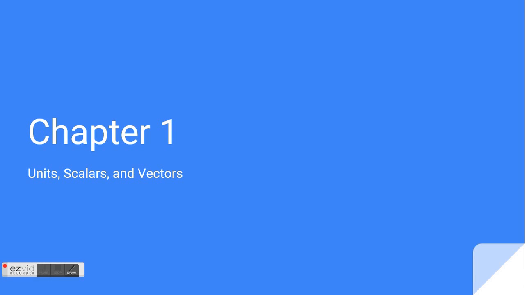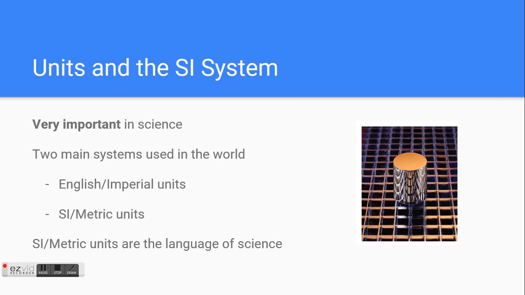Alright, welcome to the first lesson in physics where we start talking about units. So units are fairly important in science. There are two main systems for units that are used in the world. The one is probably one that we're more familiar with here in the United States, the English or imperial system of units: pounds, feet, inches, and miles.